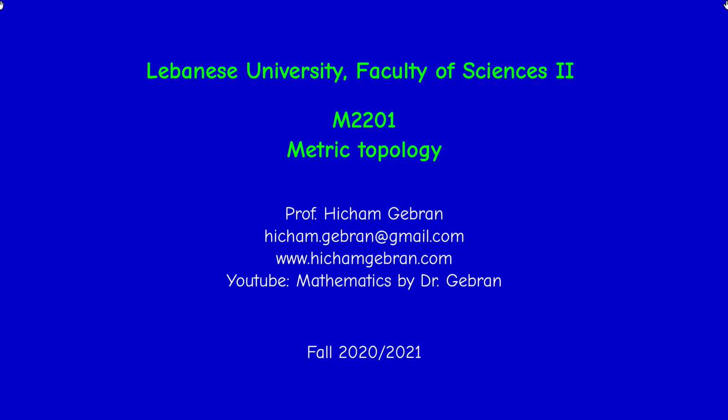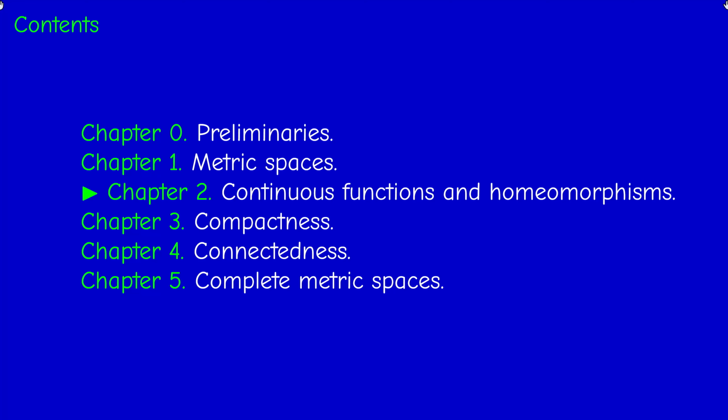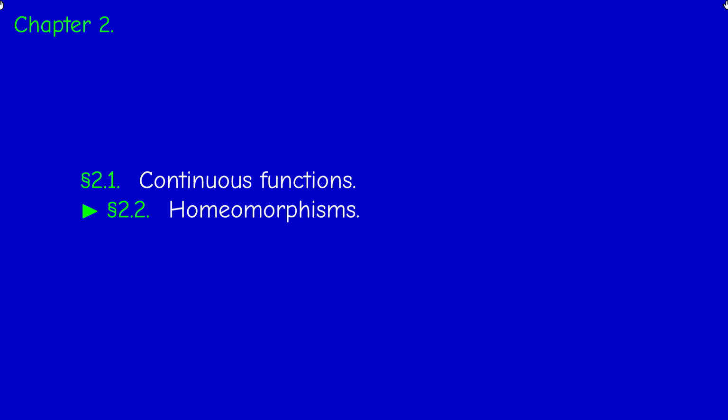Welcome back. In this video, we are going to cover the second section of Chapter 2 about a fundamental concept in topology, the concept of a homeomorphism. The concept of a homeomorphism in topology is similar to the concept of isomorphism in group theory or vector space theory, and is similar to the concept of diffeomorphism in geometry. All these concepts, isomorphism, homeomorphism, diffeomorphism, have something in common.